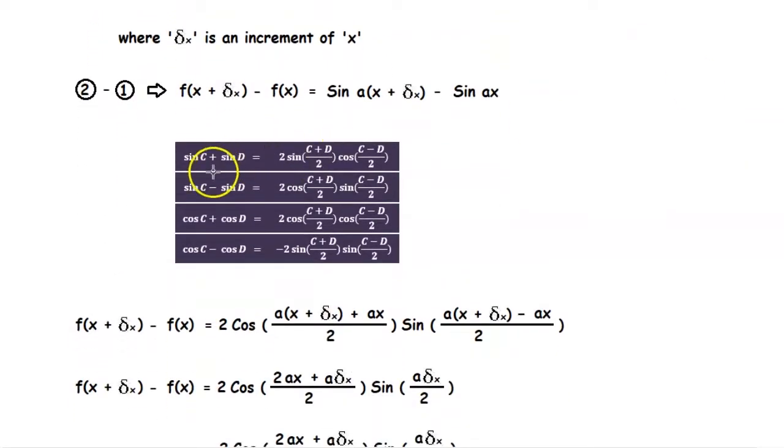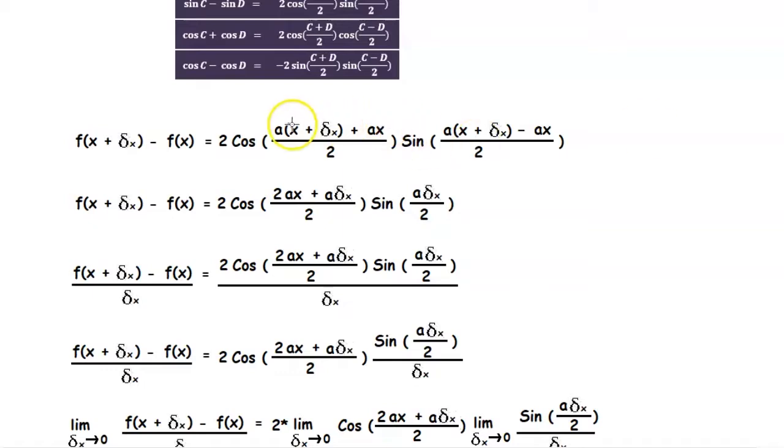So if you remember in your trigonometry, sin C minus sin D can be written as 2 into cos (C + D)/2 into sin (C − D)/2. So we apply this formula here. So this will give us f(x + Δx) minus f(x) is equal to 2 into cos of (C + D)/2, that is a(x + Δx) + ax, whole thing divided by 2, multiplied by sin of (C − D)/2. So that will be a(x + Δx) − ax, whole thing divided by 2. So now we can open these brackets and simplify this. So that will give us ax + aΔx + ax, that is 2ax + aΔx divided by 2. Here ax and ax will cancel off, giving us aΔx over 2.